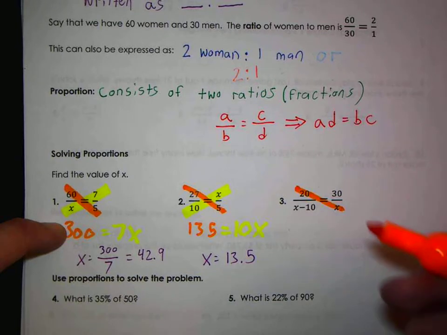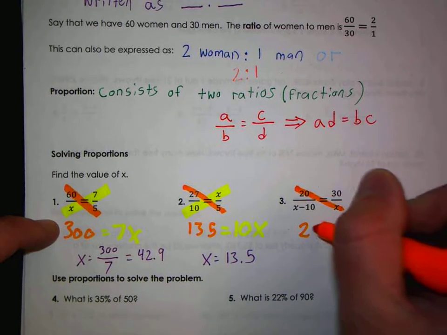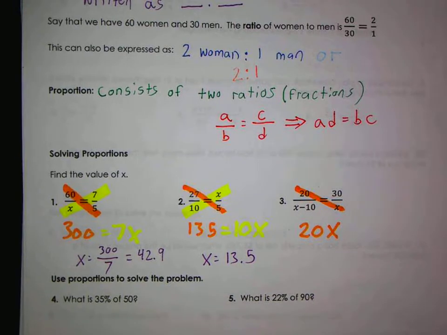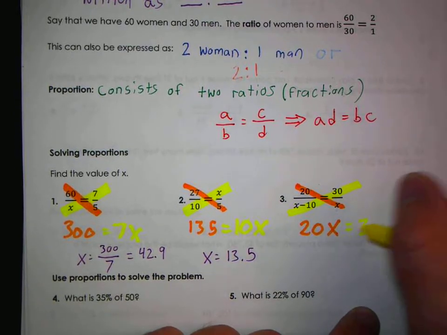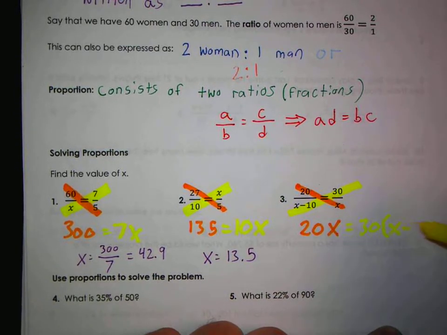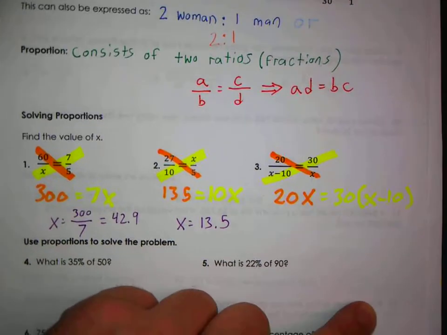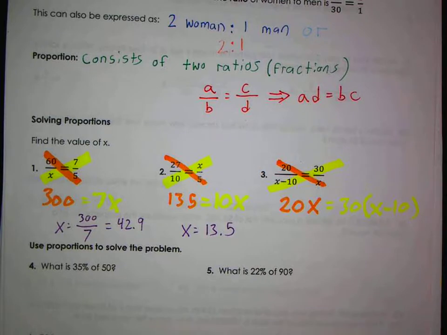I'm going to take x and just write 20x. Now here's where it gets a little bit trickier, but not really that tricky. But you have x minus 10 times 30. That means you need to multiply the x by 30 and the negative 10 by 30. I'm sure you're used to seeing it written like this. And then x minus 10 in parentheses saying I got to distribute the 30 to both.